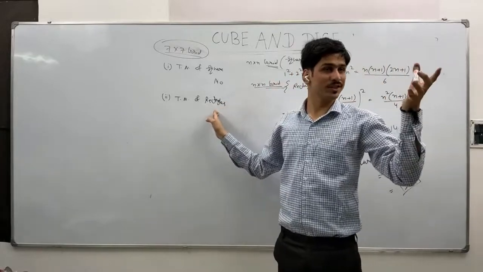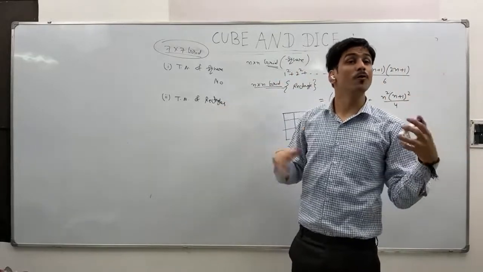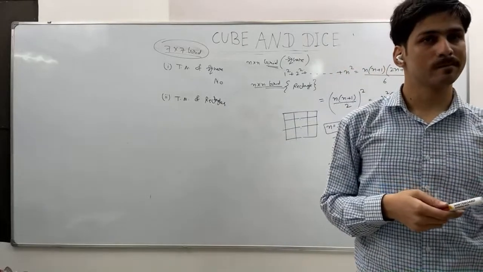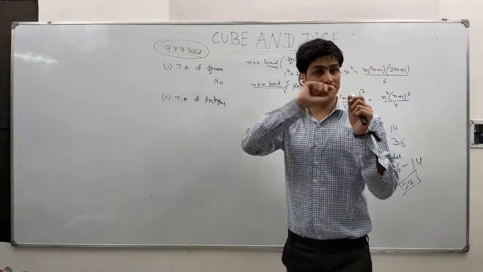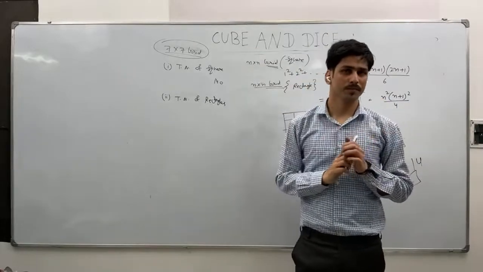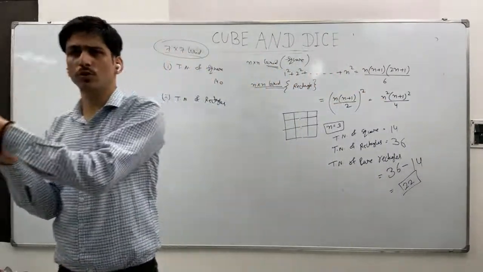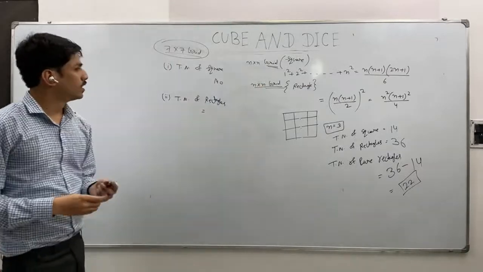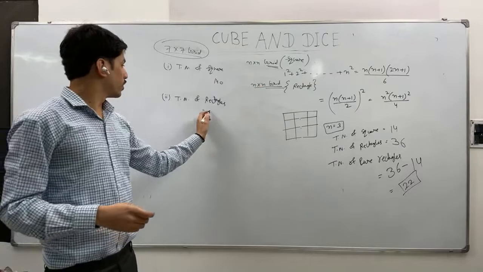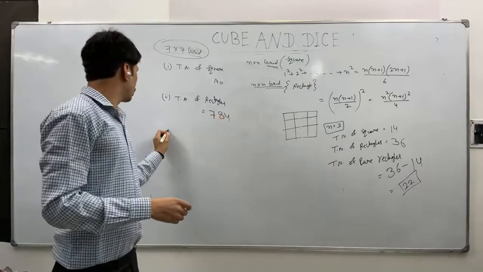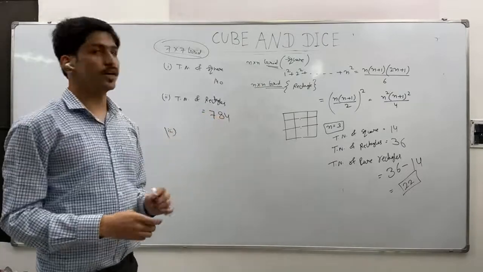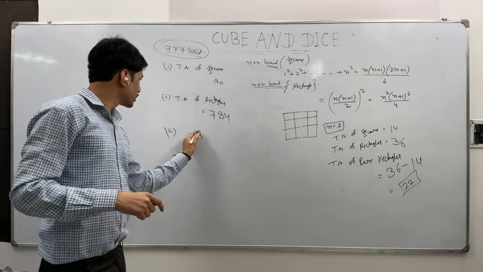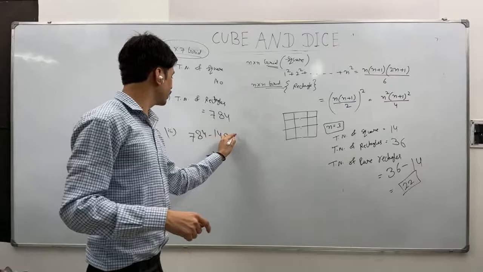5 square means 3 cross 3, right? So that's what I'm asking. 5 square means there are 25 squares which have the length unit 3. If I ask you 4, then you have to go back. The total number of rectangles here is 784. Now tell me what is the total number of rectangles which are not squares. 784 minus 140. What happened?